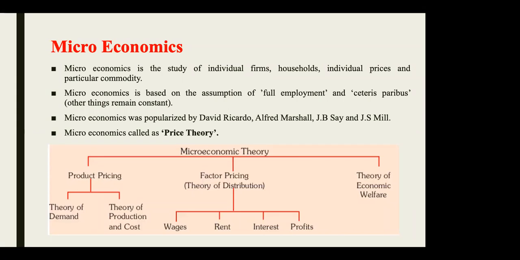This was given by Adam Smith. And microeconomics was popularized by David Ricardo, Alfred Marshall, J.B. Say, and J.S. Mill. Most of them are classical economists.